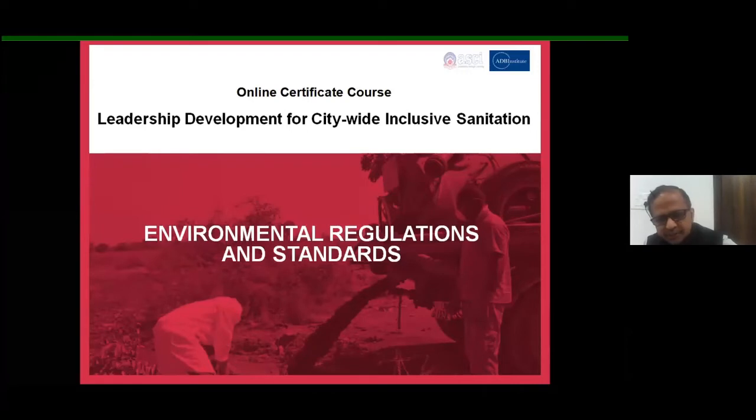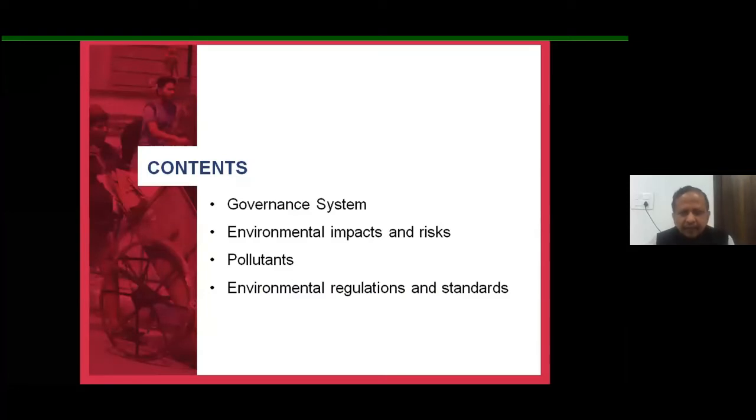To all the participants, I would like to share my experience and whatever little knowledge I have about the regulatory aspects in our country. Very briefly, I will be covering these 4 points. May not be in very detail, but I would like to share the essence of the governance system in India and what are the major impacts because of sanitation, of course, with focus on septage management. And what are the pollutants, to understand why these are very important, and also regulations and standards in our country. These are the 4 points I will be sharing very briefly.